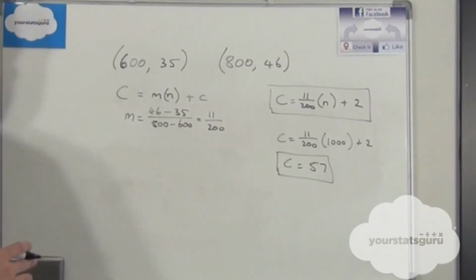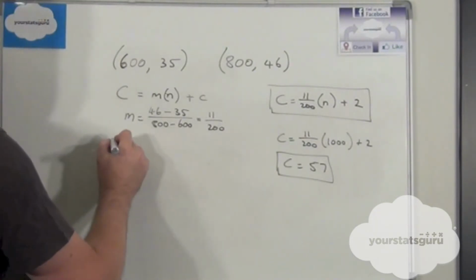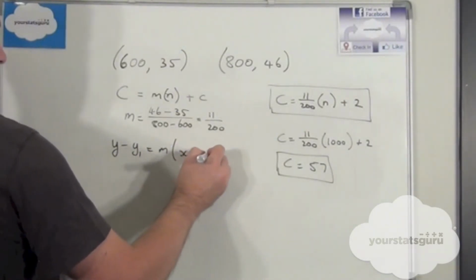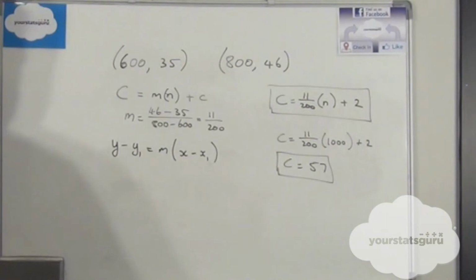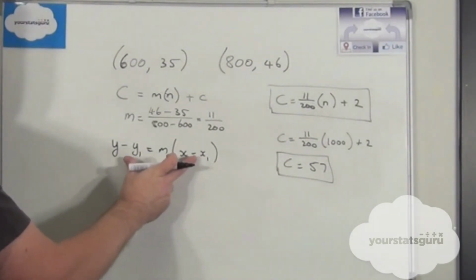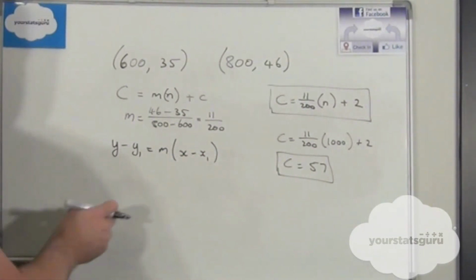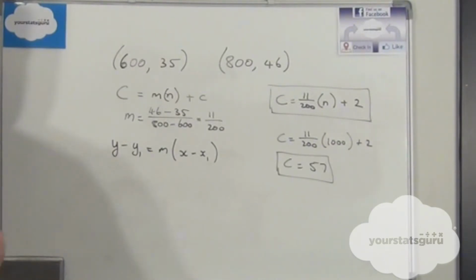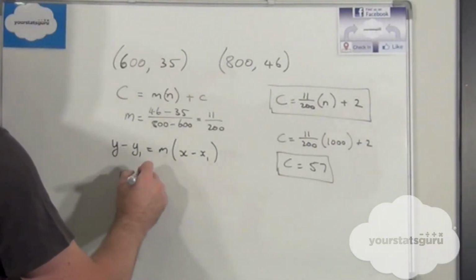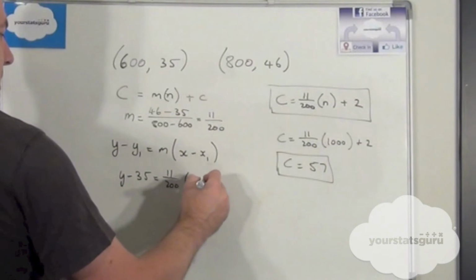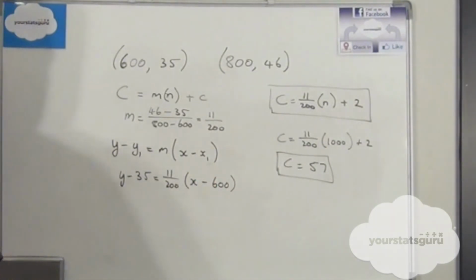Now, the technique I've used for finding the y-intercept is slightly different from what the textbook presents. The textbook suggests that you use y minus y1 equals m times (x minus x1) to find the intercept. Here y and x are the variables, x1 and y1 is the point that I have, and m is the slope that I've just found. So if I substitute in the values, I'd have y minus 35 is equal to 11 over 200 times (x minus 600). I then need to expand and group all the terms together.